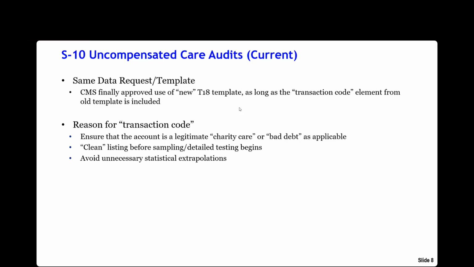Now, you may recall last year there was the issue with the new T18 template that came out, and CMS and their S10 contractor initially wanted us to use that new T18 template, but then we were able to work with them to basically get approval. Or I'm sorry, no. They initially wanted us to use the old template. The T18 template had to be submitted through the cost report anyway. They initially wanted us to use the old template because that matched the audit program that we had. But after a lot of discussion with the MACs and a lot of pushback from providers, they did agree to use the T18 template that you're already submitting, with the caveat that we need the transaction code. That's not on the T18 template.